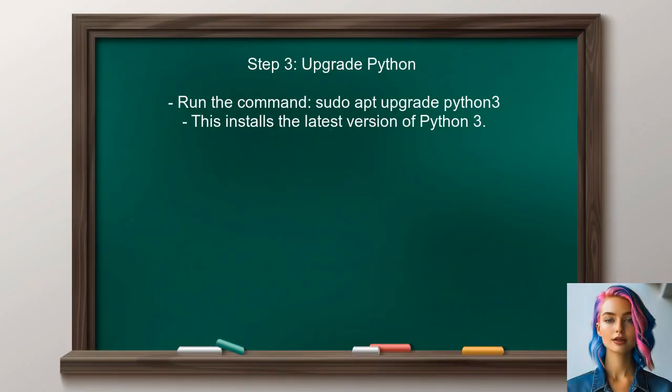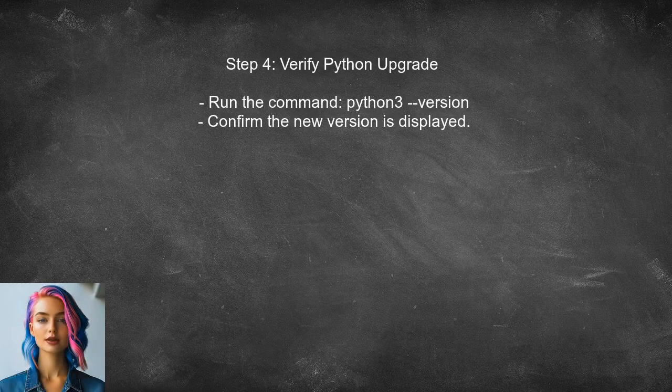After updating the package list, the user can upgrade Python by running the command sudo apt upgrade python3. This will install the latest version available in the repository. Once the upgrade is complete, the user should verify the installation again by checking the Python version with python3 --version. This ensures that the upgrade was successful.